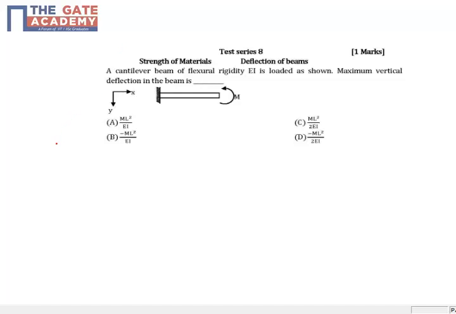Let's discuss a question from strength of materials. Basically, we have a cantilever beam and a moment M is applied at the end in an anti-clockwise direction, and we need to find out what is the vertical deflection.